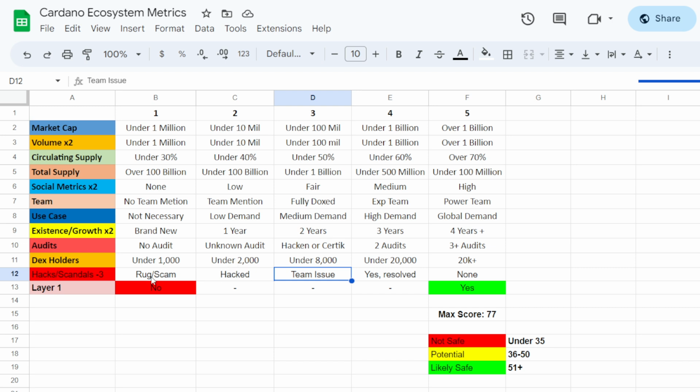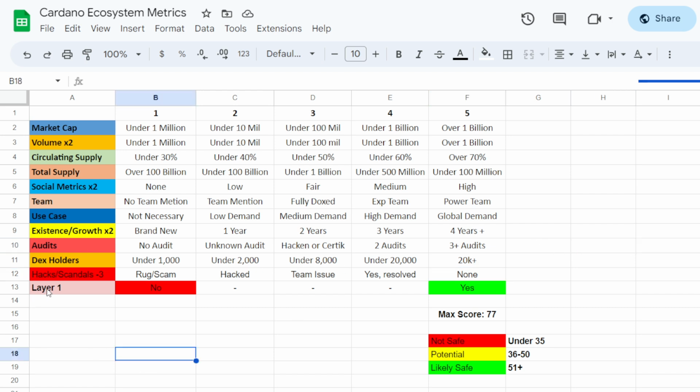A team issue is typically where you basically break even, okay? Anything prior to this, a rug or a hack, those take away from your overall point score. But a team issue is like, oh, well, this team decided they didn't like each other, and members of the team moved on. You don't want to see that kind of stuff. Yes, they had a team issue, but it was resolved. Okay, fine, no issues at all. You got a total of 2 points, because you really shouldn't have any issues. You shouldn't have team problems. You shouldn't have hacks or rugs or anything like that.